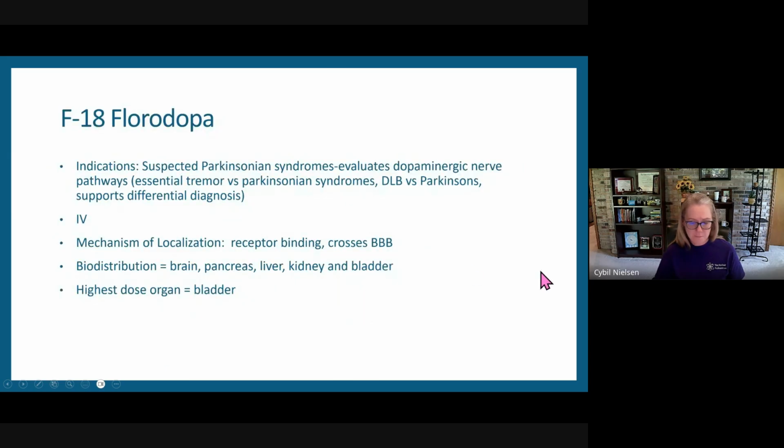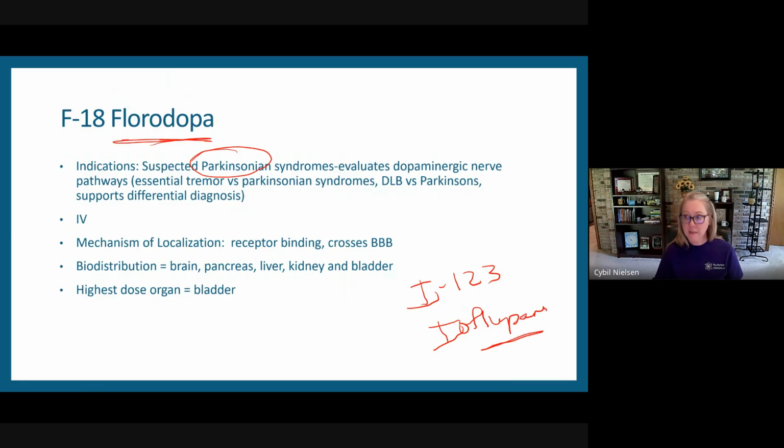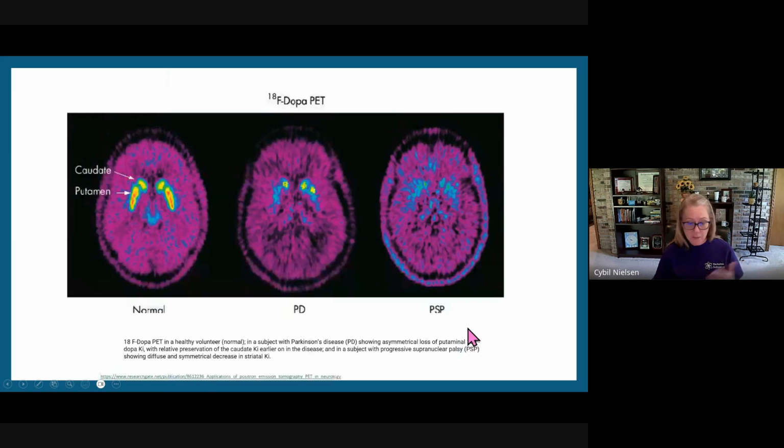All right. Fluorodopa. Did you say you do these? Okay. So this is for Parkinson's. There's a SPECT one for Parkinson's. What's that one called? Do you remember? Ioflupane. DAT scan. So DAT scan or ioflupane is also for Parkinson's disease. It's basically the same scan, except one's PET and one's SPECT. Also looking at the caudate and putamen.